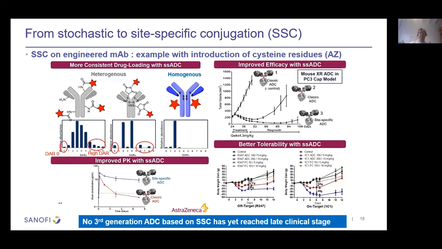So it's not always the same situation, but it shows you that SSC could be really a breakthrough for the next generation ADC. But it's also fair to say that at this stage, the most advanced ADCs are still using conventional conjugation, and no ADC based on ECC has yet reached a late stage of clinical phase.